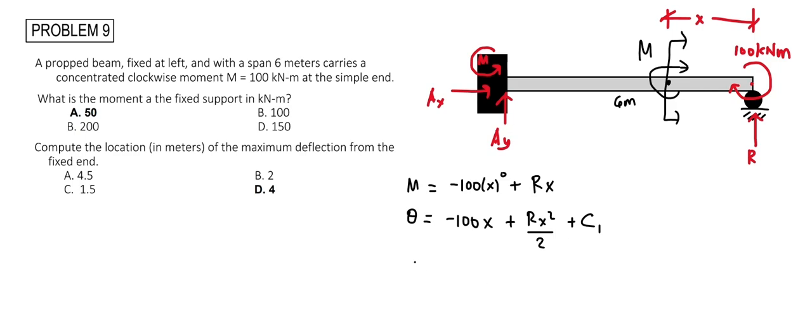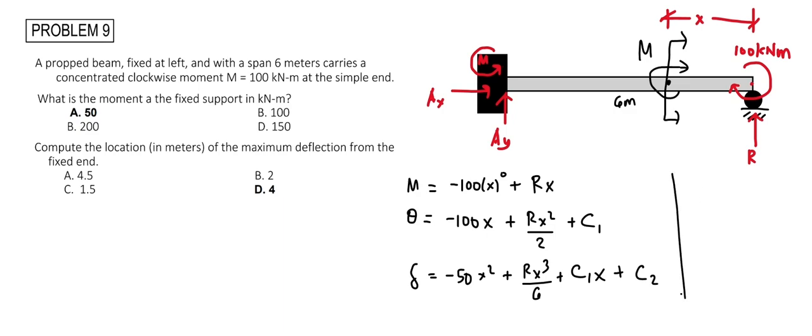Integrating again, we get our deflection equation, which is the integral of the slope equation. This is negative 100 x squared over 2, or we can say negative 50 x squared. Then the integral of Rx squared over 2 is Rx cubed over 2 times 3, that's 6, plus c sub 1 times x plus the arbitrary constant c sub 2.